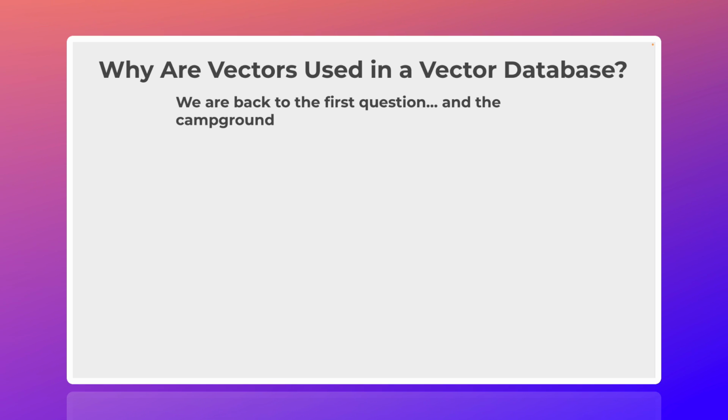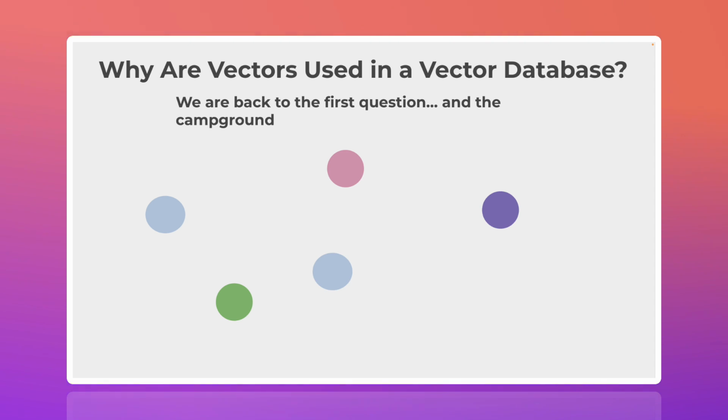So this takes us back to that analogy we had earlier at the campground. So let's imagine again, you are at a large campground with lots of different campsites. So each one of these are different campsites. Now the thing here is that each campsite represents a piece of information.